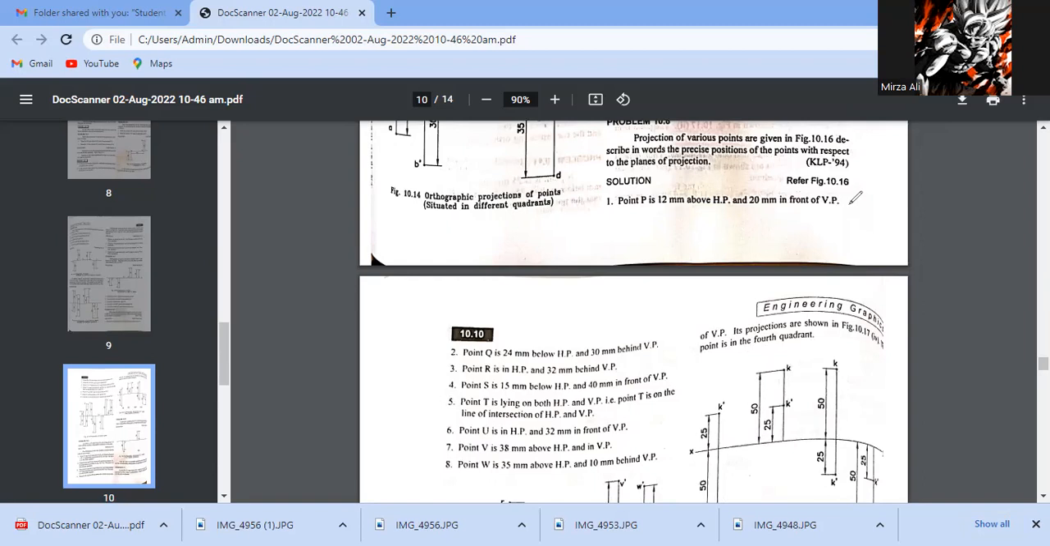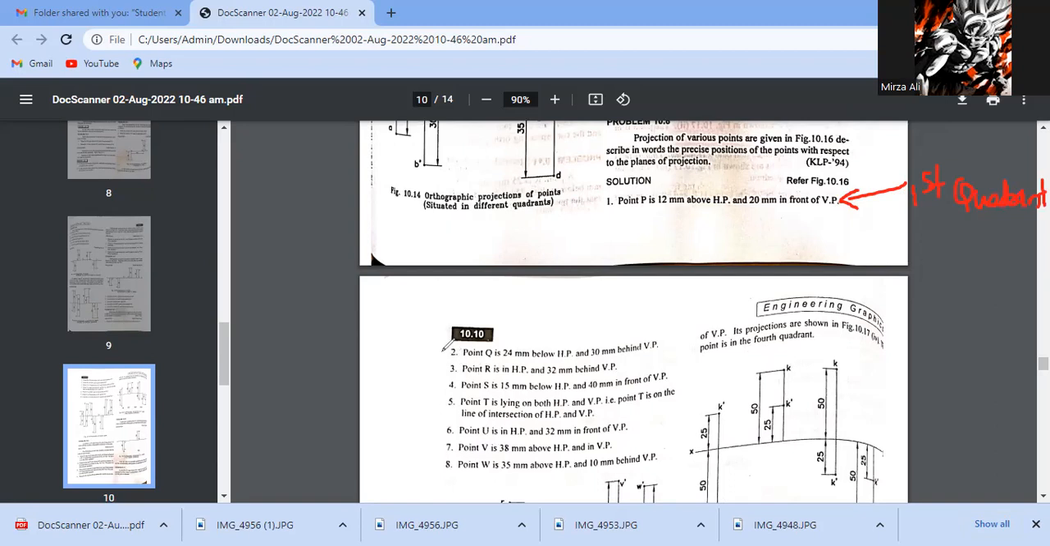Tell me, which quadrant is this? So first quadrant. Why? Because it's above HP and in front of VP. Correct. Okay. So this is first quadrant.